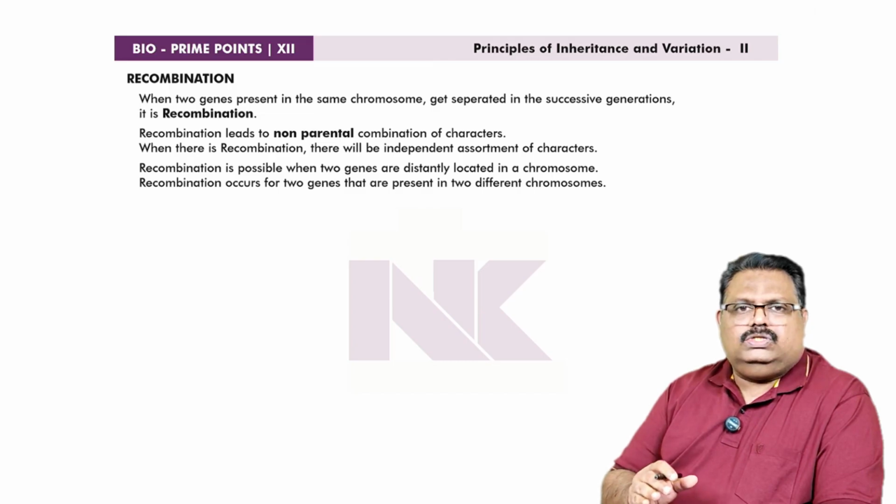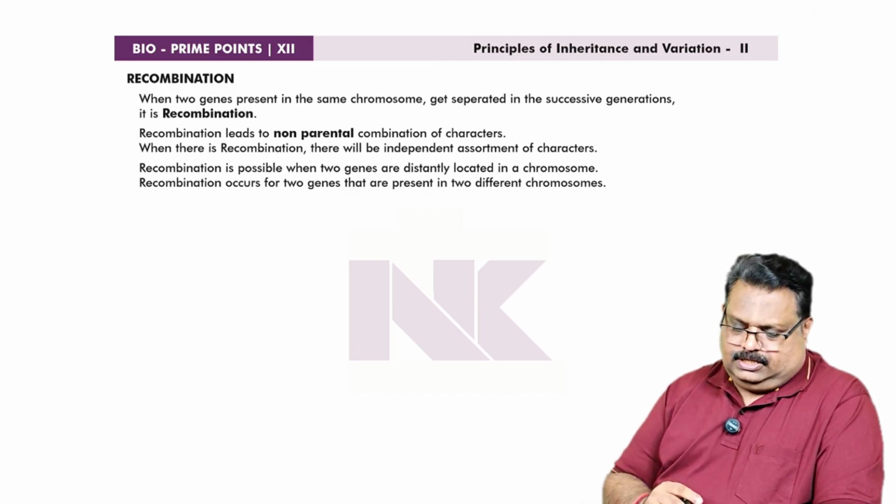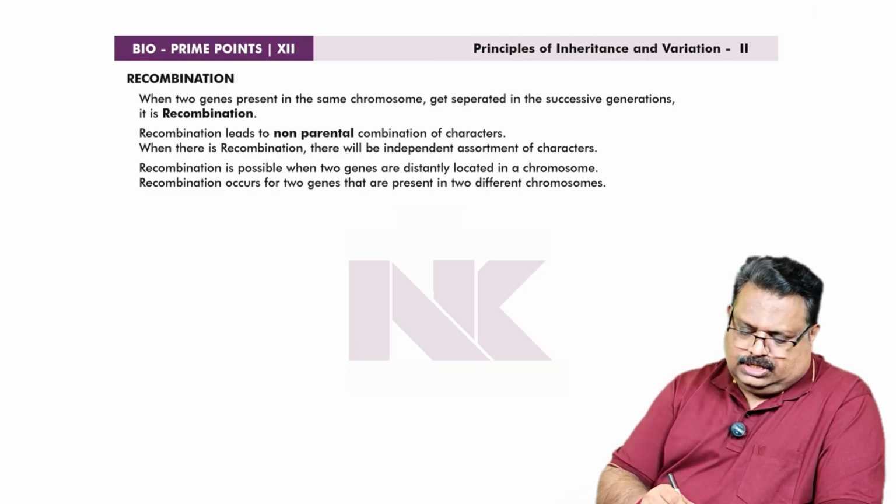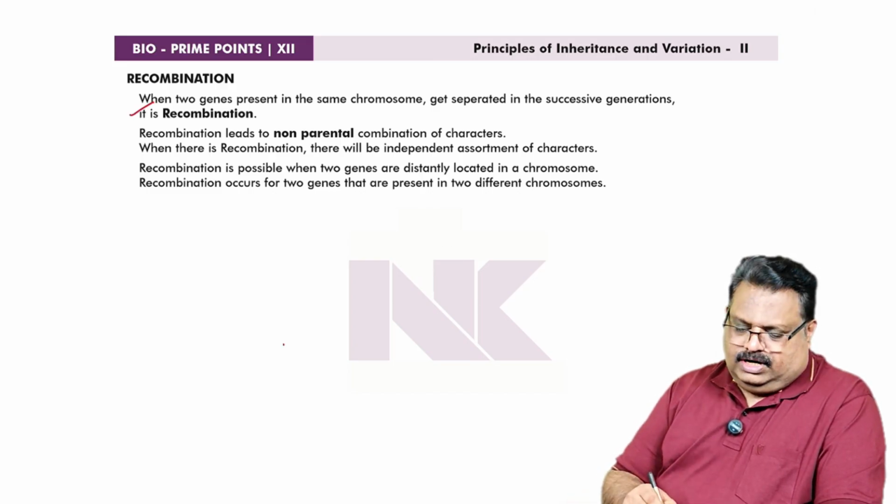Linkage means the two genes remain together. Recombination means the two genes get separated from each other. When two genes present in the same chromosome get separated in successive generations, it is recombination. We already studied that. What is the reason for recombination?